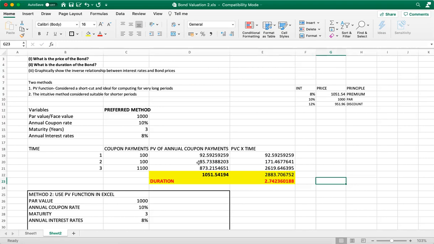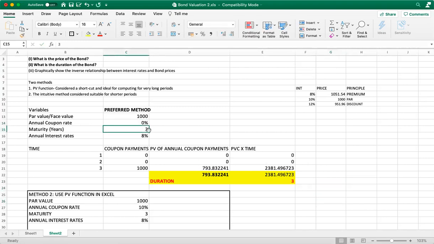Why? Because by the time you get to maturity, you'll have received 100, another 100. Therefore, in the year of maturity, you receive the balance of 100 plus par. What if it was a zero coupon bond? A zero coupon bond, what you do, you come here and say annual coupon rate 0.